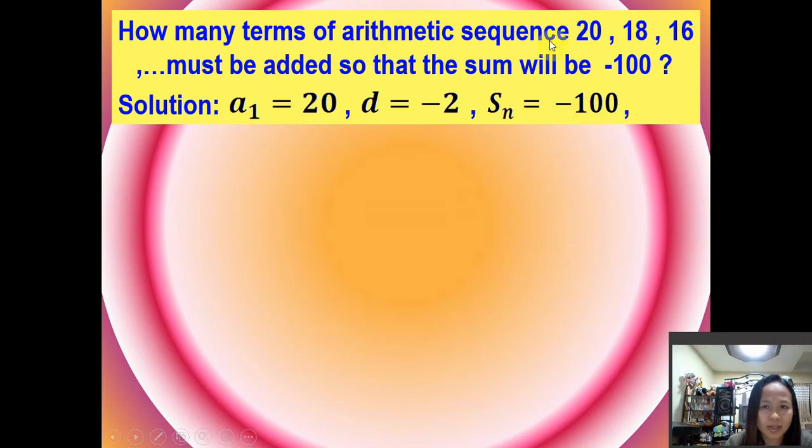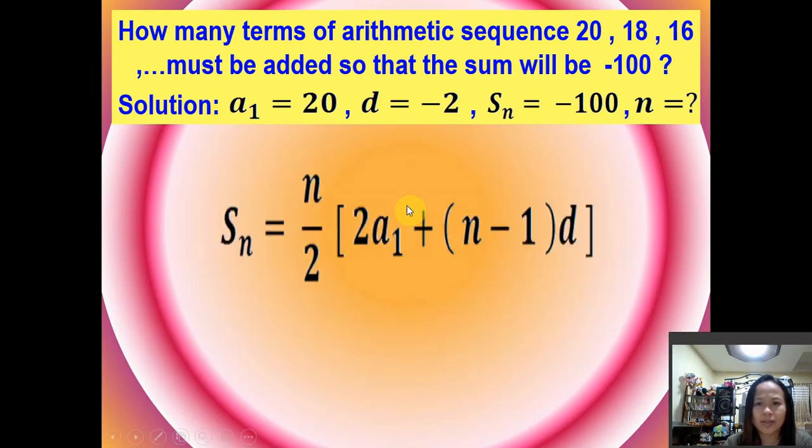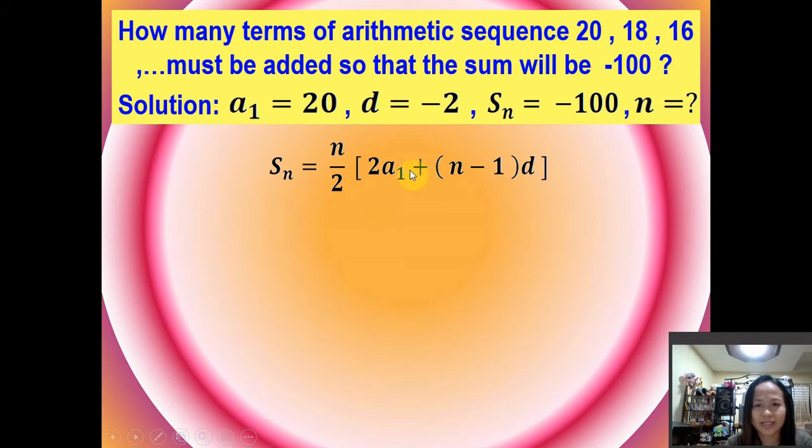And in our problem here, we are going to find out how many terms we will add so that we can get negative 100. So same thing, we will be using this formula, the longer one, since we don't know the last term. We're only given the first term and the common difference. So we will apply this formula.